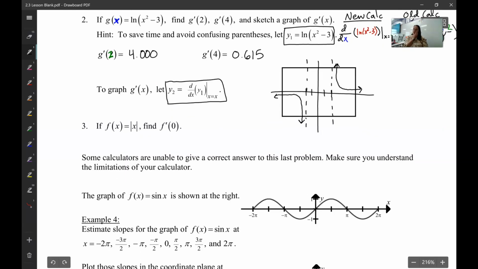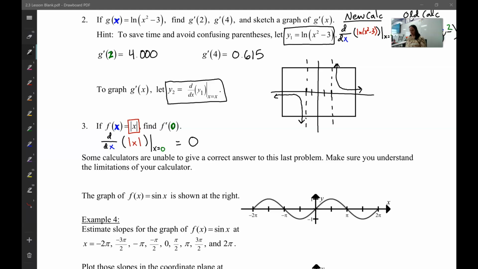Okay, last one. I know this is a little bit of a longer video, but last one. Let's look at this. f of x equals absolute value of x. First off, practice typing that into your calculator using either the new calculator method or the old calculator method, whichever one you have. So pause the video, try to type this one in for f prime of 0.